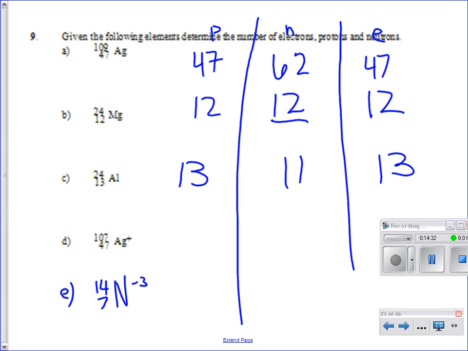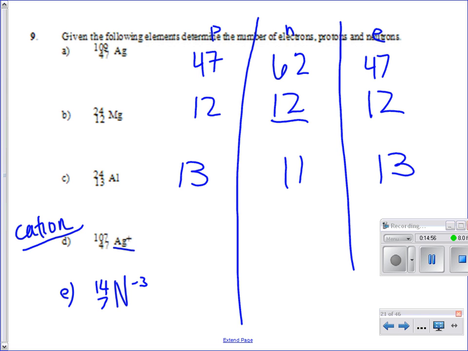13. All right, now we're getting into some chargedness going on. This is a positively charged atom. What was a positively charged atom called? A cation.